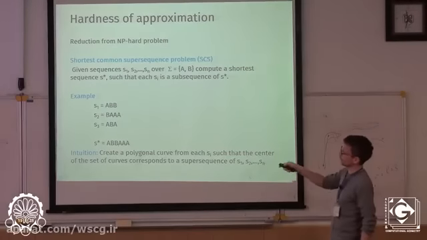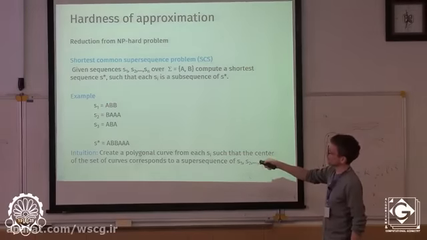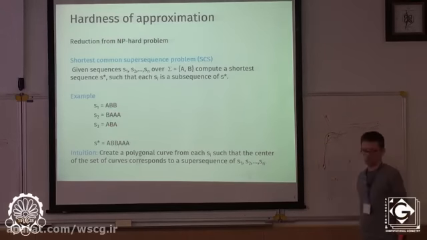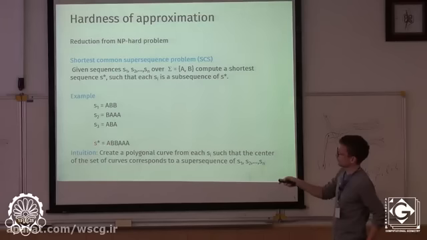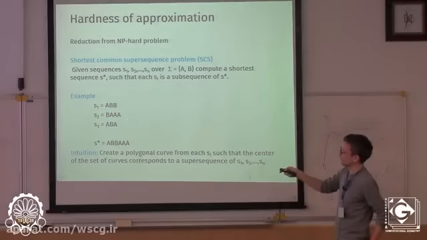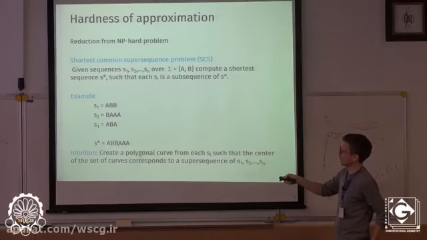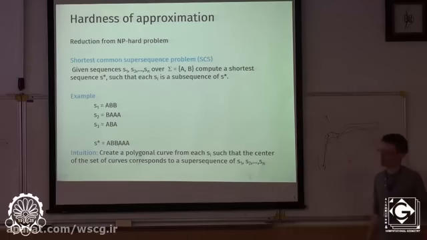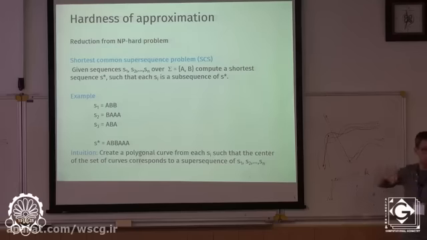An example would be, if this is my input, so I have the sequences ABB, BAAA, ABA, then a possible shortest supersequence would be ABBAAA. Of course, ABB is included in the first 3 letters, BAA is included here, and ABA, I can take this A, one of the B's, and A here. So this is a supersequence of all 3 of these, and if it's the shortest, then it's a solution to this problem.